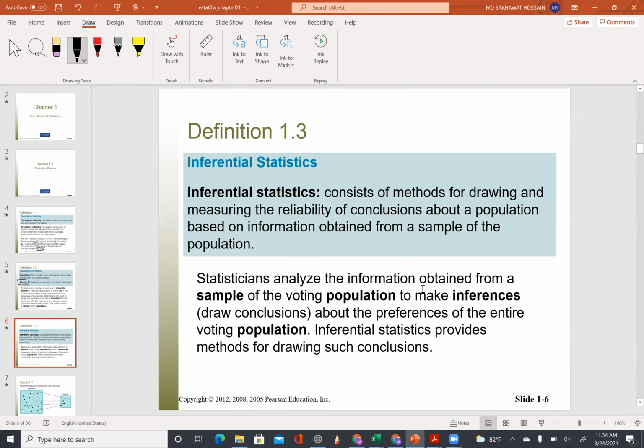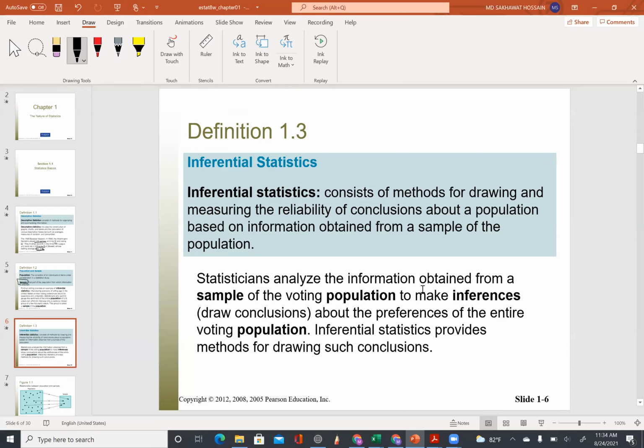And what is inferential statistics? What the statisticians did in that case was randomly select a group of people and interview that group about their voting preferences. Based on their answers, they made inference about all voting age people. So this is called inferential statistics.